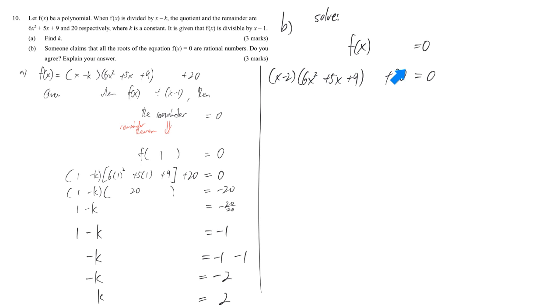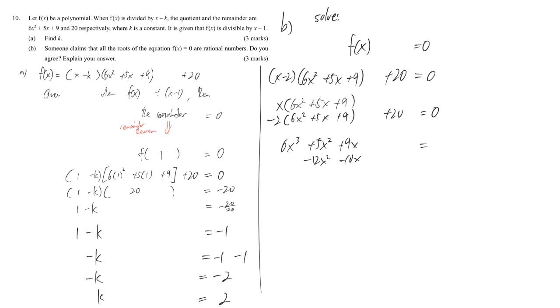Because I can't accept the first term and the second term, I just accept one single term, something times something. So I need to expand it now. X times 6x squared plus 5x plus 9. Negative 2 also times 6x squared plus 5x plus 9, where we remove the bracket. So 6x power 3 plus 5x power 2 plus 9x minus 12x squared minus 10x minus 18 plus 20. Simplify the like terms. We have 6x power 3 minus 7x squared minus x plus 2 equal to 0.